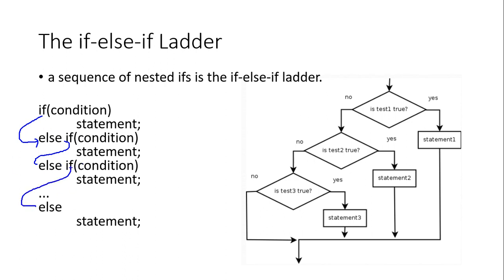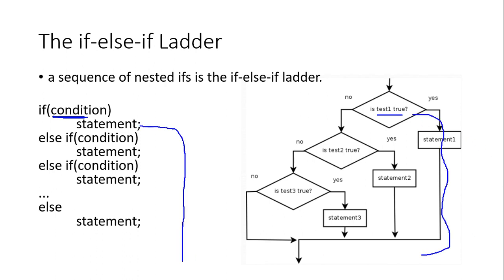So let's look at this in action. You check the condition of the first if statement. If the condition is true, you execute the statement 1 and come out of the program. If this condition is false, you come here and what you encounter in the else part is one more if. You check that condition. If this condition is true, you execute this statement and go out of the program.